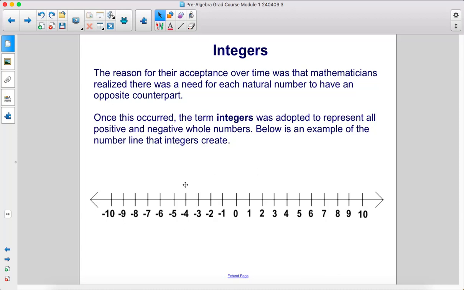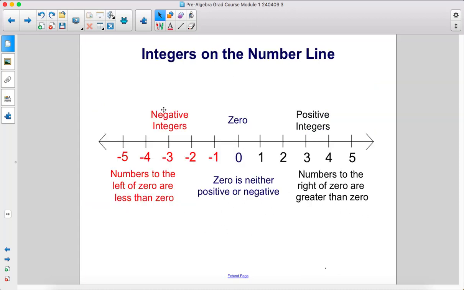Below is an example of the number line that integers create. The negative integers are numbers to the left of 0 on the number line. They are all less than 0. And the further you go to the left, the smaller the number becomes. 0 is neither positive or negative, and numbers to the right of 0 are greater than 0, and the further you move to the right, the bigger the number gets.